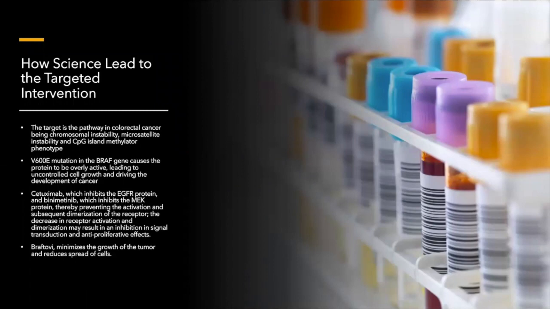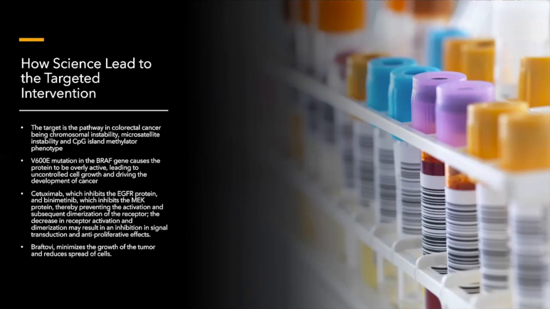This works by combining the cetuximab, which inhibits the EGFR protein, being the epidermal growth factor, and Braftovi, which inhibits the MEK protein, a recombinant chimeric monoclonal antibody directed against the epidermal growth factor, with antineoplastic activity.